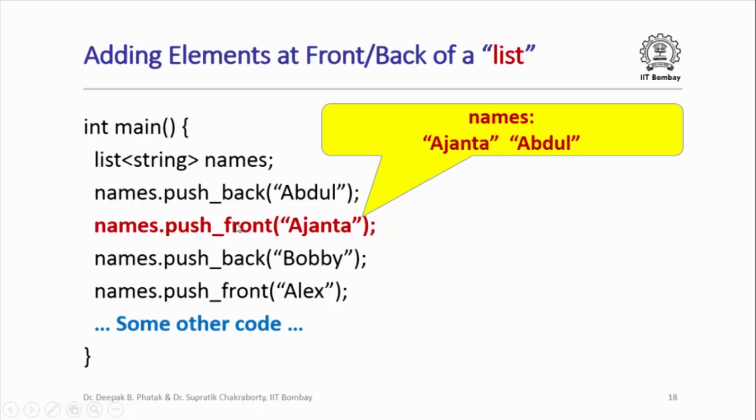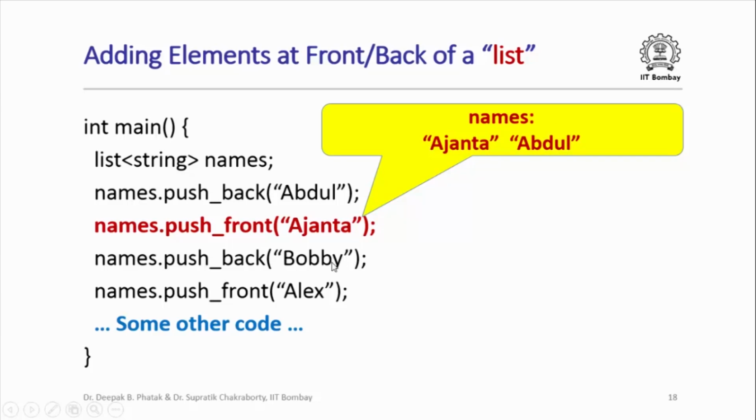So now when I execute push_front Ajanta, what it will do is it will push the string Ajanta to come at the front of the existing list. So my list was Abdul. So now at the front of that list, I will have Ajanta. So my list is now Ajanta followed by Abdul. Ajanta is at the front of the list. Abdul is now at the back of the list.